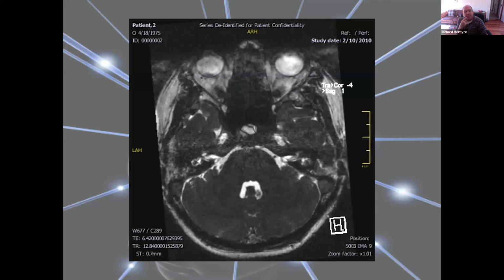What structures can we see fluid in? Anyone know what it is? MRI T1? You got 1 out of 2? Okay. Yep. So T2 then? T2 then. Yep. MRI T2.